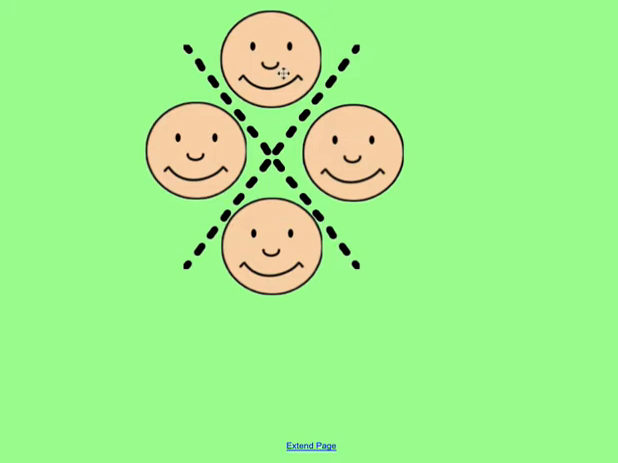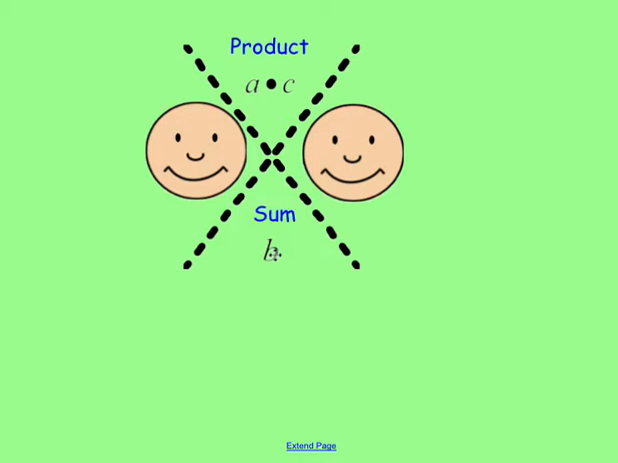So let's take a look. On the top of the x, you're going to have your product, which is a times c. So your product is a times c. Then on the bottom is your sum, which you're going to get from b. So you're going to multiply a times c, that's going to give you your product. Then your sum, you're going to want to add to b.